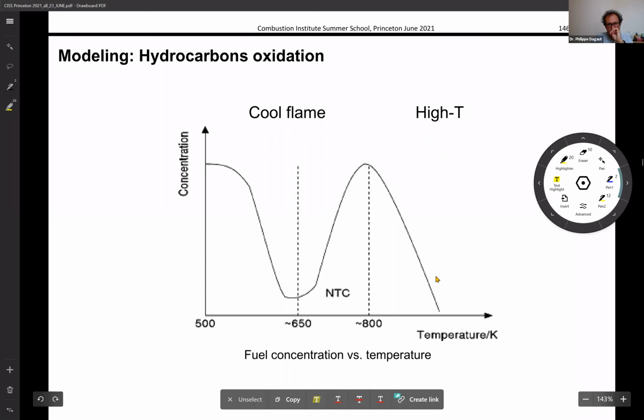So this is a behavior which is also due to change in the mechanism in the competing reactions. So here in this range we have the cool flame. Here we have what we call the negative temperature coefficient. Negative temperature coefficient because when you increase the temperature, it has a negative effect on the overall rate of oxidation of the fuel. And then you have the transition to high temperature.